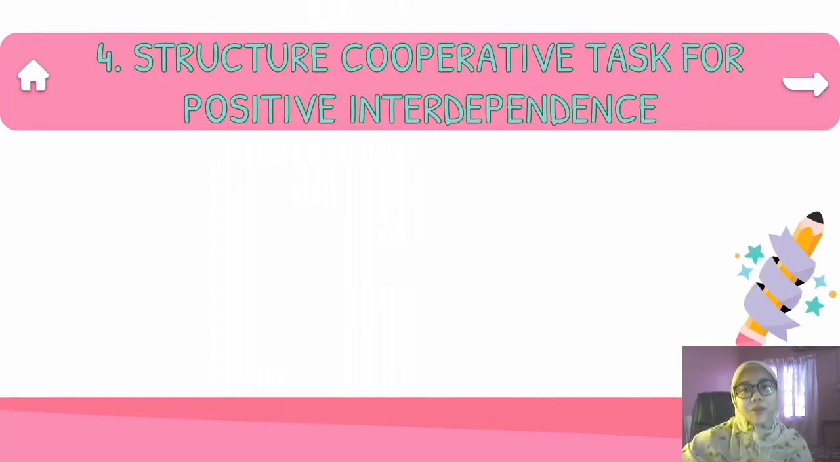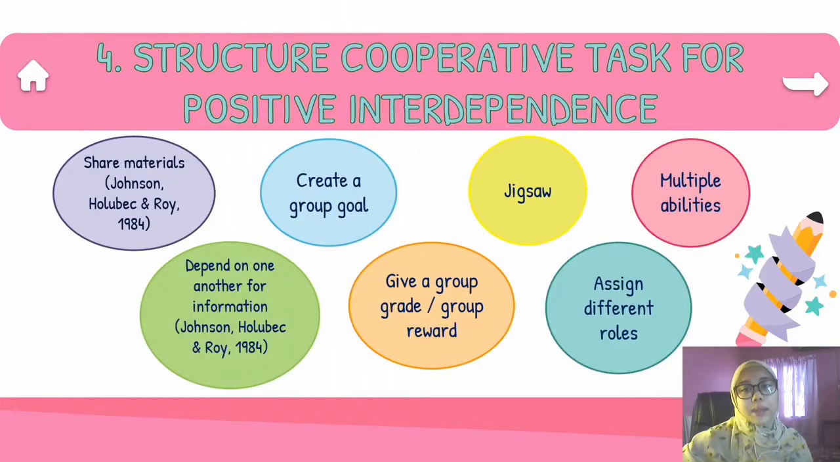Okay, so the last part from me is structuring cooperative tasks for positive interdependence. You as a teacher, if you want to ensure that students cooperate on a task, you have to create a situation in which students perceive that they need one another to succeed, and this is called positive interdependence. So there are seven strategies for promoting positive interdependence. First, according to Johnson, Hollenbeck, and Roy, share material. Sharing material is unlikely to ensure meaningful interaction.